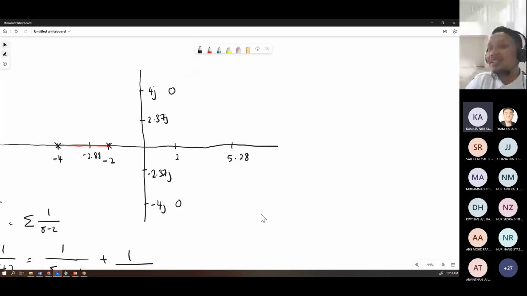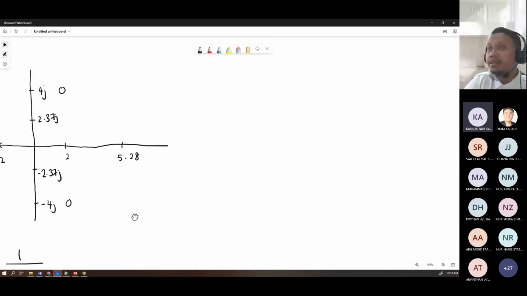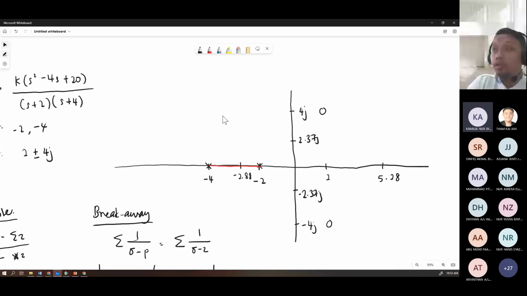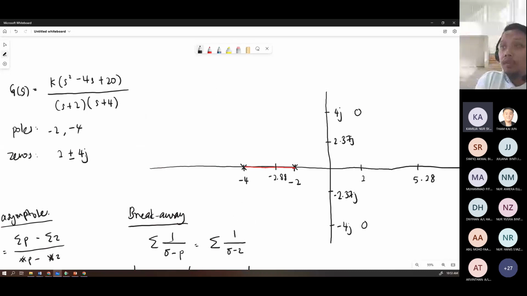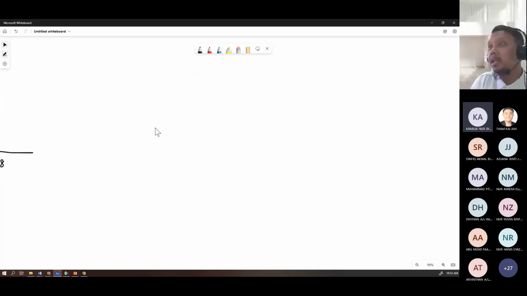Okay. Now, lastly is finding the angle of departure. Okay, so angle of departure is on the, sorry, angle of arrival on the complex zeros. So we don't have angle of departure because we don't have complex poles. We have only complex zero. Sorry, complex zero. So let's determine the angle of arrival.